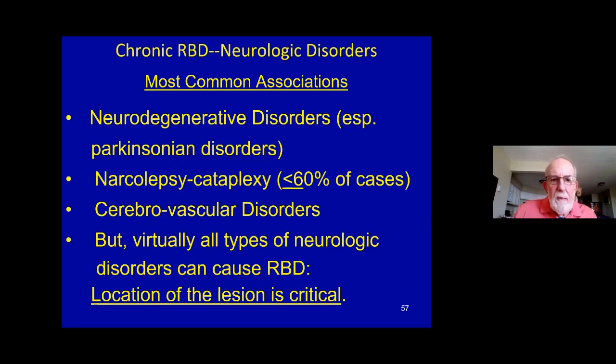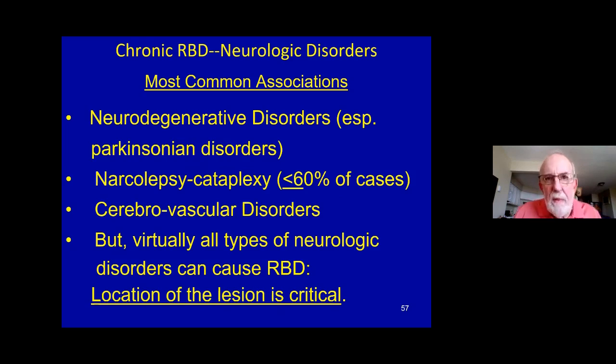Now, with chronic RBD, what are the most common associations of neurologic disorders? Far and away, neurodegenerative disorders are the most common, but as I already mentioned, up to 60% of patients with narcolepsy type 1 can have RBD, various cerebral vascular disorders, but virtually all types of neurologic disorders can cause RBD, and the location of the lesion is critical in terms of affecting those two nuclei in the brainstem and their connecting pathways.